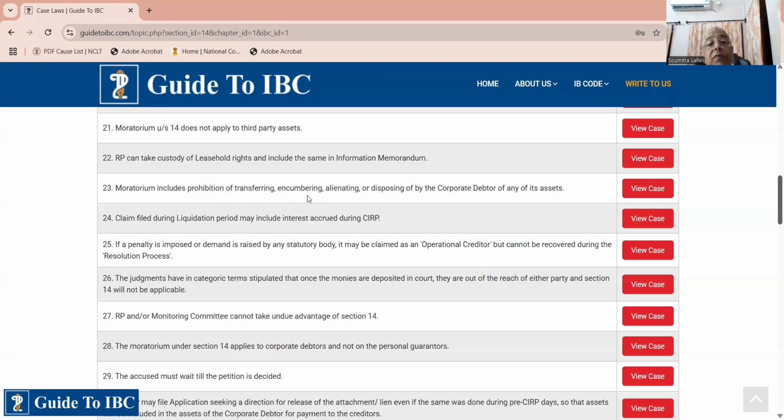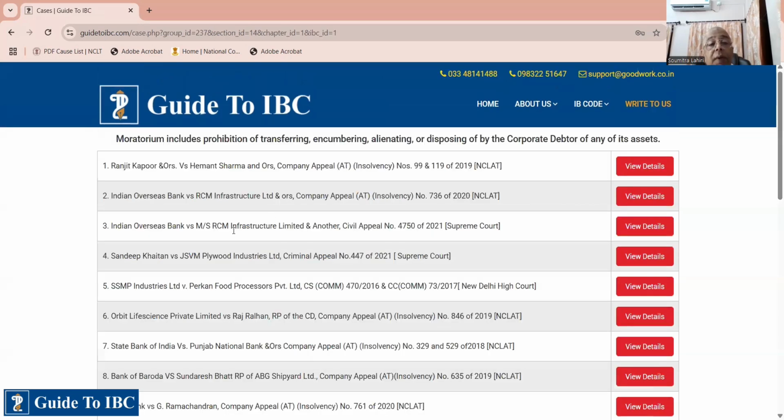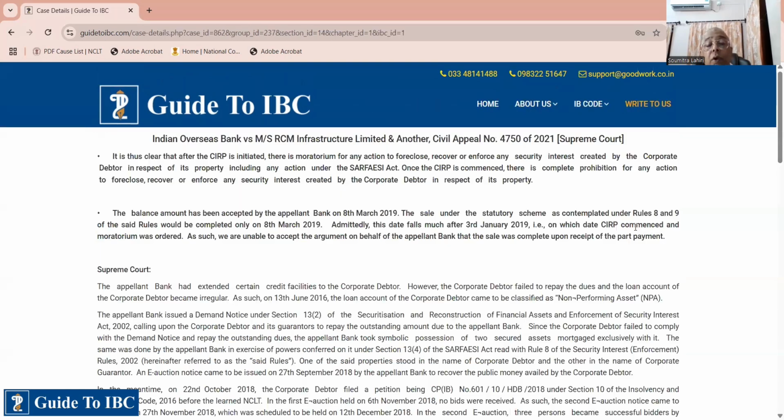Moratorium includes prohibition of transferring, encumbering, alienating, or disposing of by the corporate debtor any of its assets. Indian Overseas Bank versus RCM Infrastructure, Supreme Court. So herein what happened was the SARFAESI sale had taken place, but the deed was yet to be executed. The last payment came after the commencement of CIRP. So the Supreme Court said, since you have not received it before commencement of CIRP, the moratorium was in place, so the transaction wasn't complete.